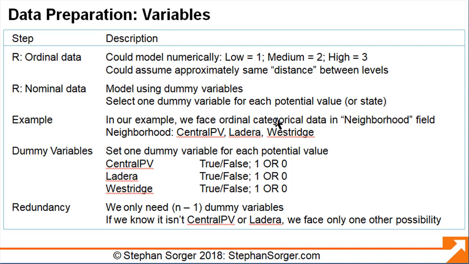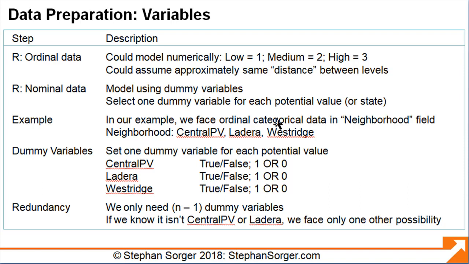In dummy variables, we select one dummy variable for each potential value. In our case, we have our neighborhood variable with 3 potential values. So we created 3 dummy variables, one each for the 3 potential values. Central PV, which is assigned 1 if the property is in the Central PV neighborhood, and 0 if it's not. Ladera, which is assigned either 1 or 0, and Westridge, which is assigned either 1 or 0.